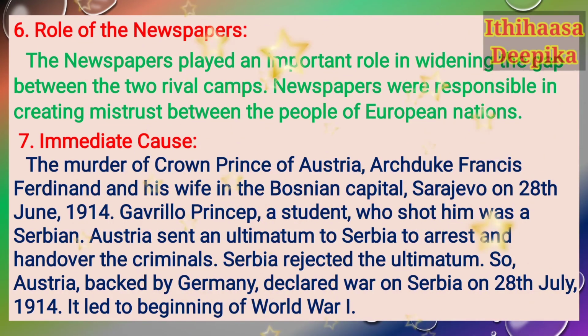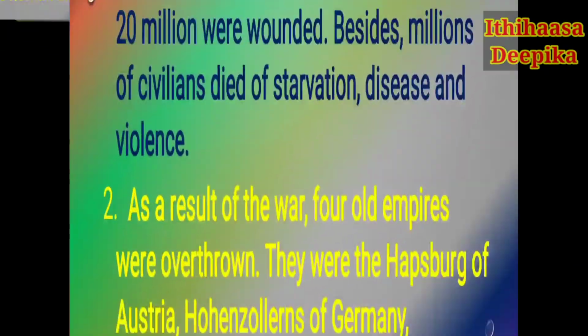Austria sent an ultimatum to Serbia to arrest and hand over the criminals. Serbia rejected the ultimatum. So, Austria, backed by Germany, declared war on Serbia on 28th July 1914. It led to the beginning of the First World War.